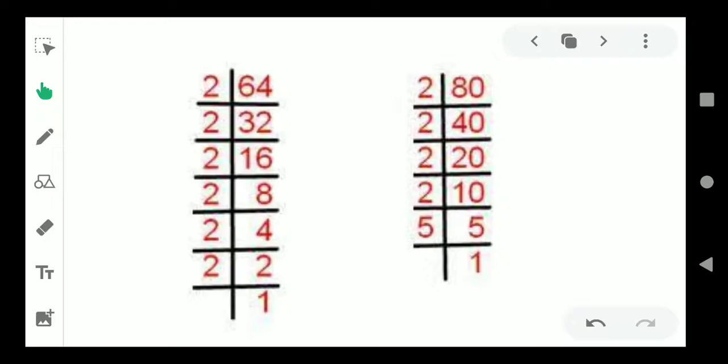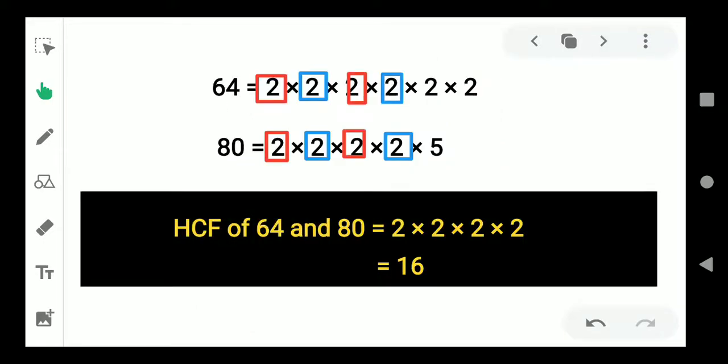Next question: HCF of 64 and 80. First factorize it. 64 is 2 into 32. 32 can be 2 into 16. 16 can be written as 2 into 8. 8 can be written as 2 into 4. 4 can be written as 2 into 2, and 2 into 1. 80 is equal to 2 into 40, 2 into 20. Like that, factorize both. After that, take down and write their factors.